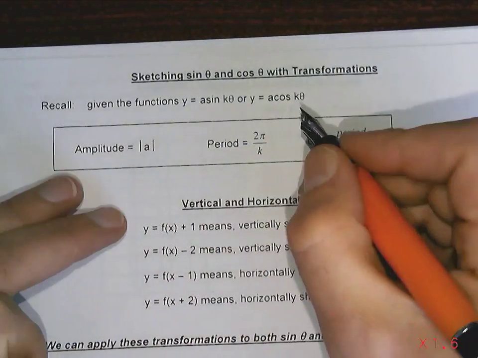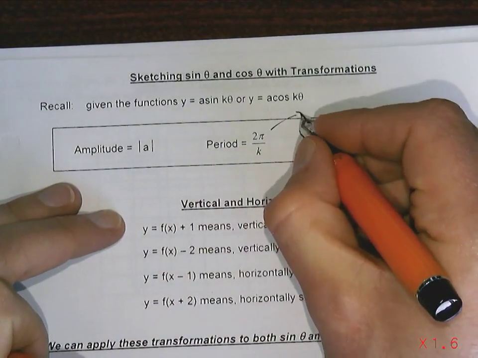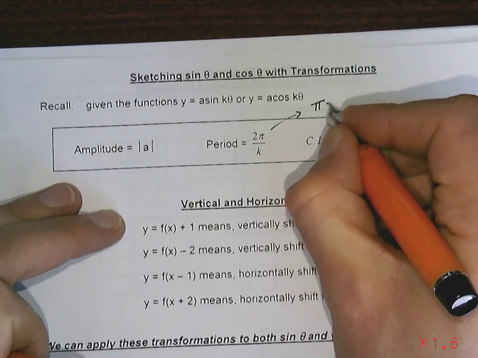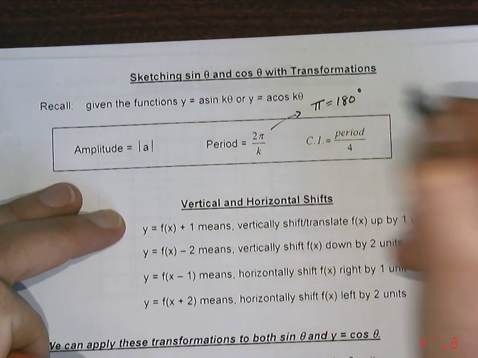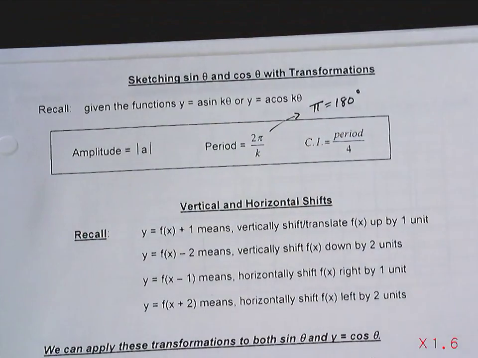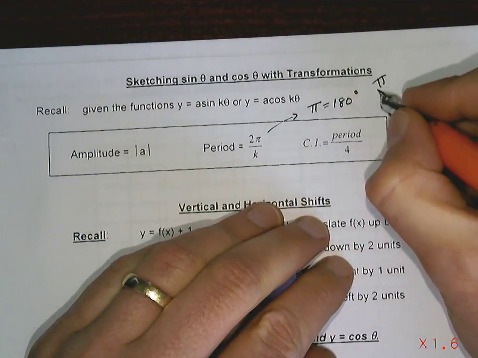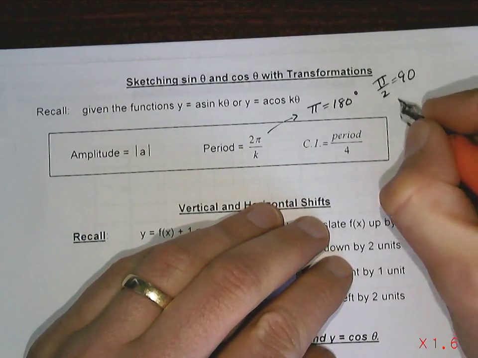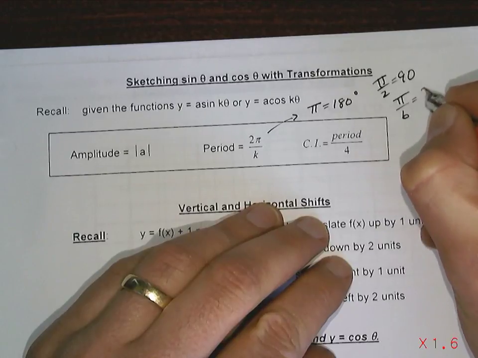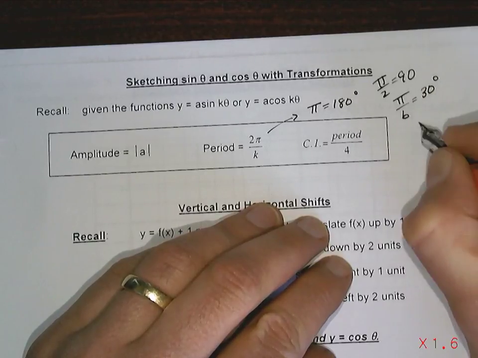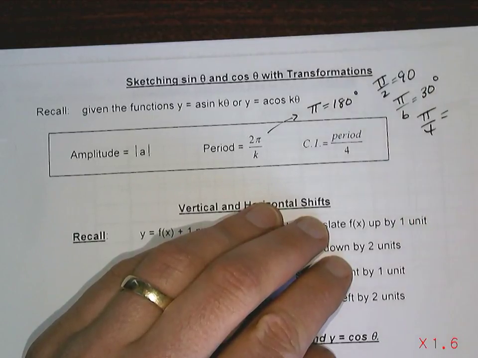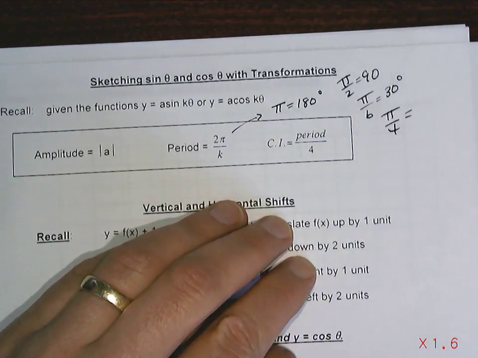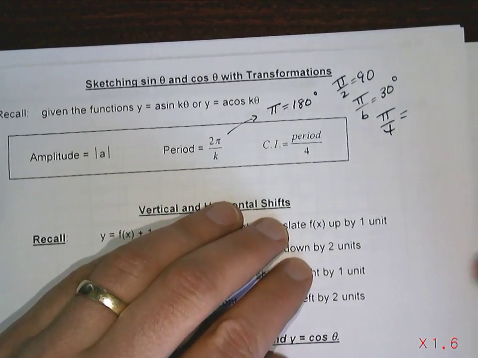Now, something that's new that we haven't talked about is this idea of pi. Pi is going to represent 180 degrees. I haven't really explained it. We spent some time yesterday talking about it. So if I had pi divided by 2, that would be 90 degrees. If I had pi divided by 6, that would be 30 degrees. If I had pi divided by 4, that would be 90 divided by 2, which would be 45 degrees.